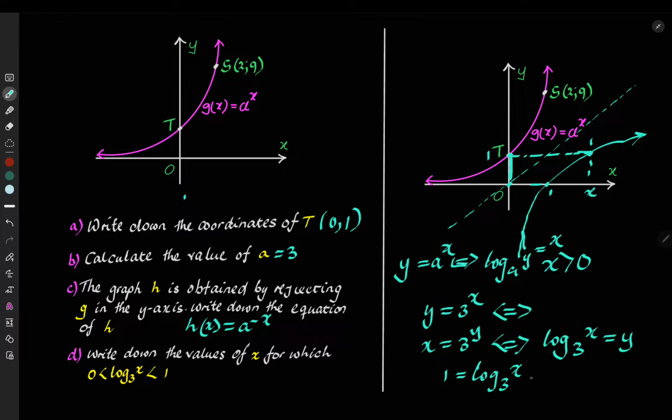So now we can rewrite that whole thing using the exponent. Then 3 remains the base. So 3 to the power 1 is equal to x. So that will be 3. Now we know that x is greater than 0, and also it has to be less than 3. So we can rewrite this: x is greater than 0 and x is less than 3. Those will be the values at which log 3 x is greater than 0 and less than 1. So this is how you solve the exponential function.